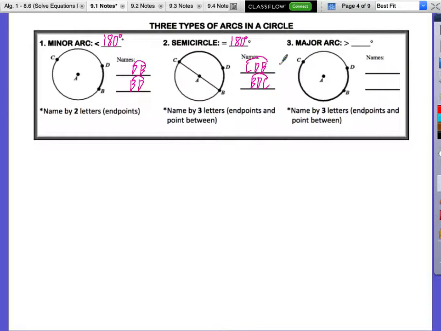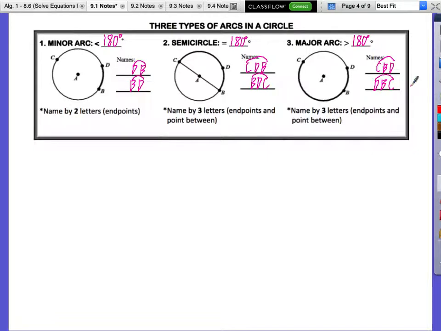A major arc is going to be greater than what? 180. These are all based on half the circle, right? Naming is, we'll use three letters for this as well. Does somebody want to take a shot at naming this? Evan. CBD. Very good. Major arc CBD. Tyler. DBC. Very good. Those would be our two names for our major arc.